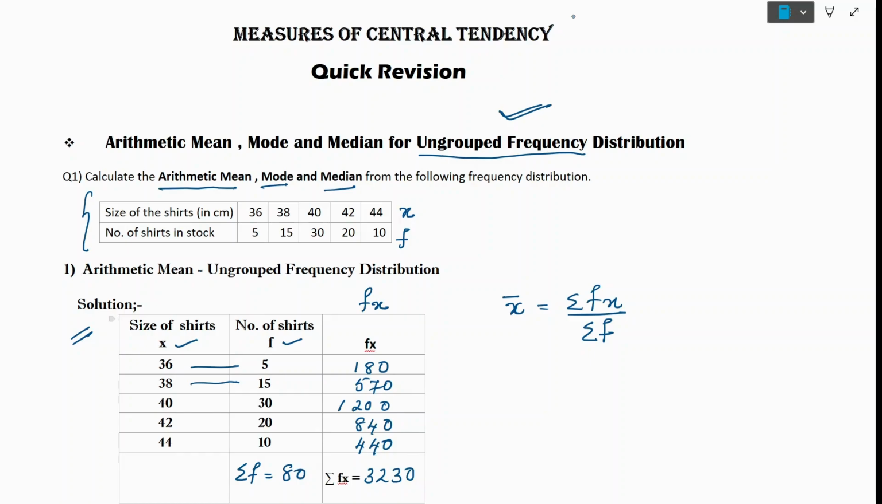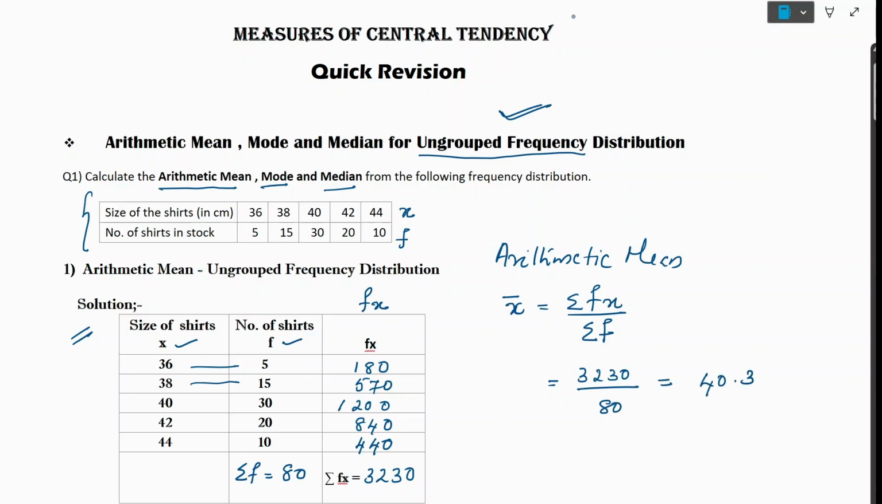Now the table is finished. Second step, write your formula. The formula for arithmetic mean, which we have already written, is X bar equal to sigma Fx divided by sigma F. Substitute the values: 3230 in the numerator divided by 80. We are going to get the answer as 40.38. Therefore, this is the arithmetic mean for this particular question.